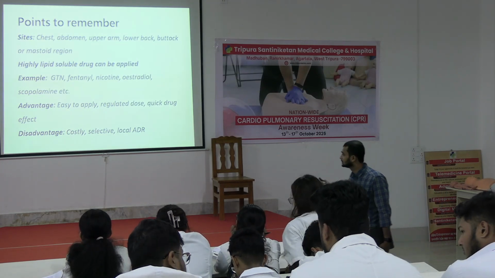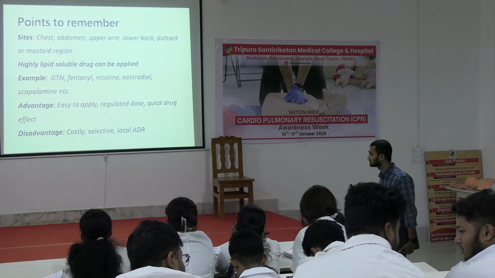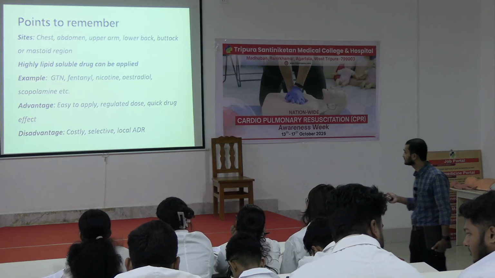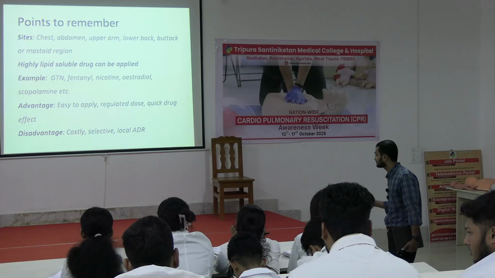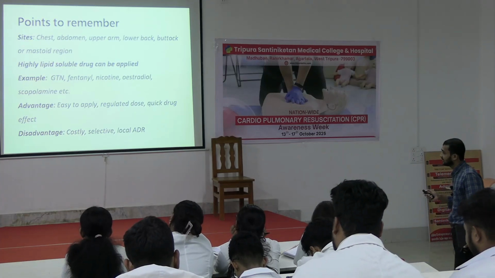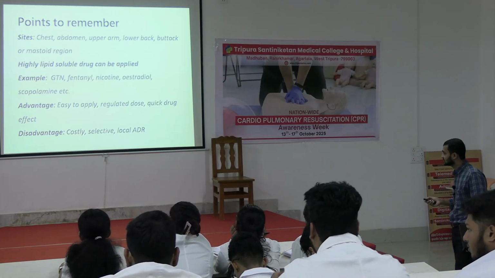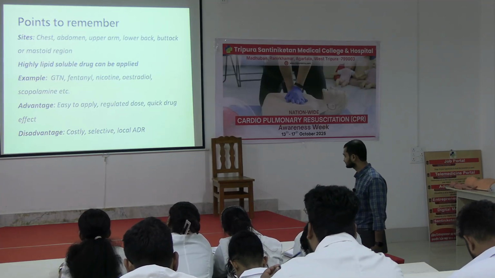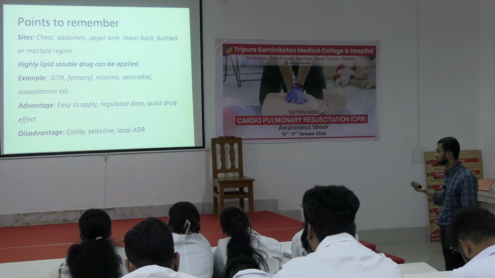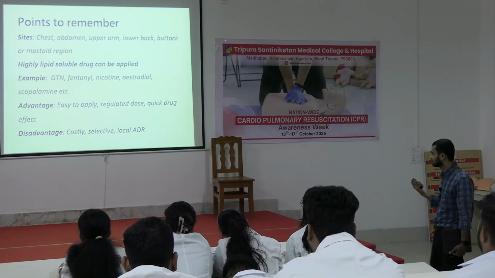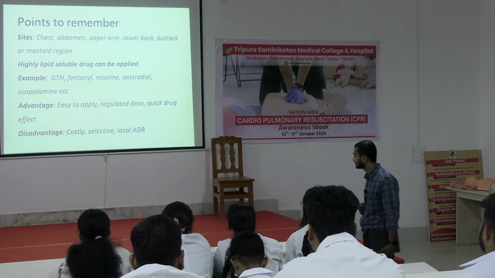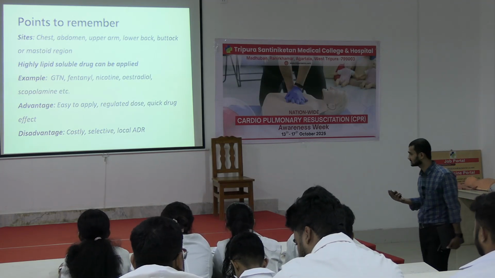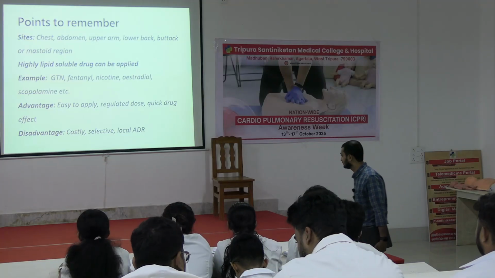Okay, so what are the sites we use? We can use the chest, abdomen, upper arm, lower back, buttocks, and mastoid region. The highly soluble drugs are GTN, fentanyl, nicotine, estradiol, and scopolamine. So what is the advantage of these? These are easy to apply, regulated dose, and quick drug response. But the disadvantage is it is costly, selective and locally administered.